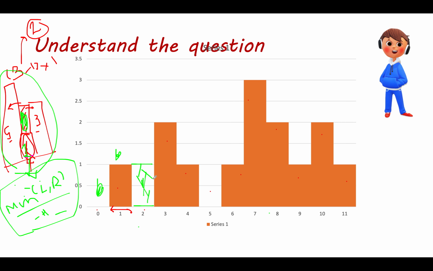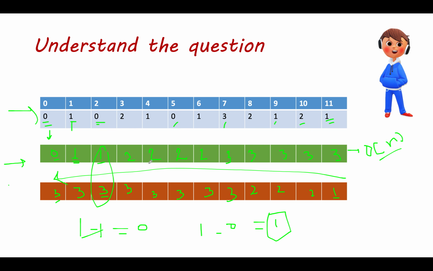this area. And how have we computed this area? We have found out that on its left we have a building of 1 unit, on its right we have a building of 3 units. How much water will be trapped? 1 unit. Let's continue the process.